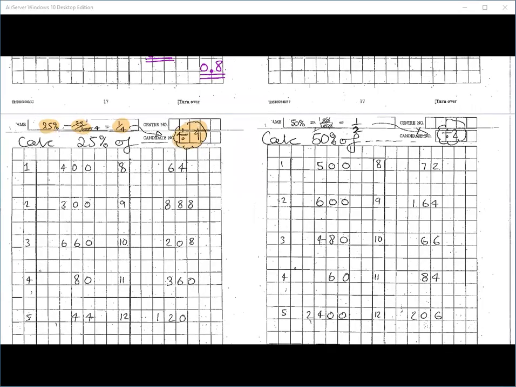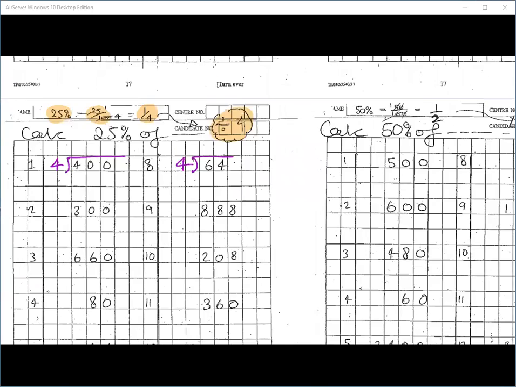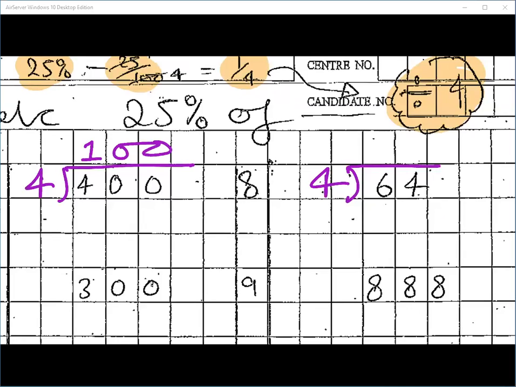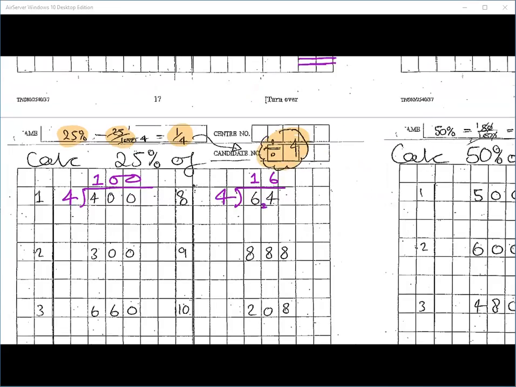Now, if you're dividing a number by 4, what's one way that we can set it up? Using which method? The bus stop method. The bus stop method. Okay, so how many 4s go into 400, Ariana? 100. Okay, and how many 4s go into 64? 16. So 1 remainder 2. Fantastic, just dividing by 4.